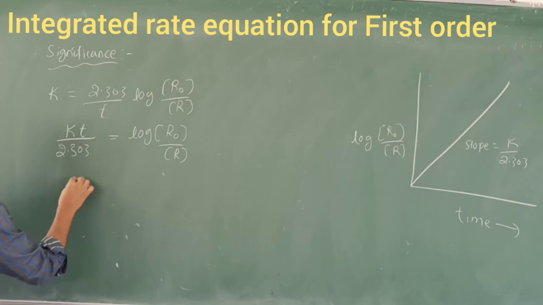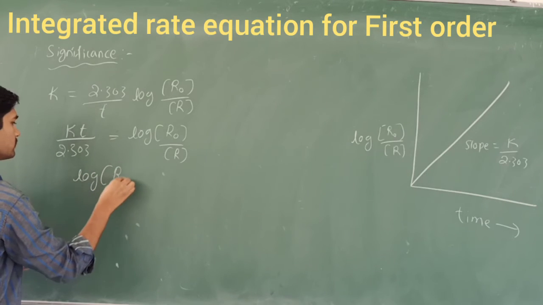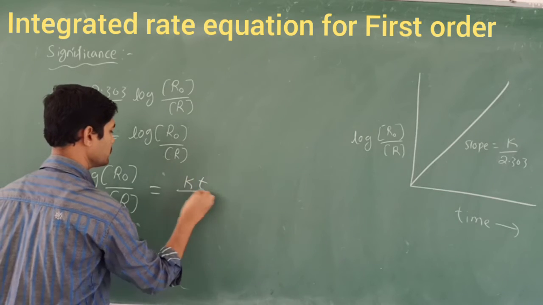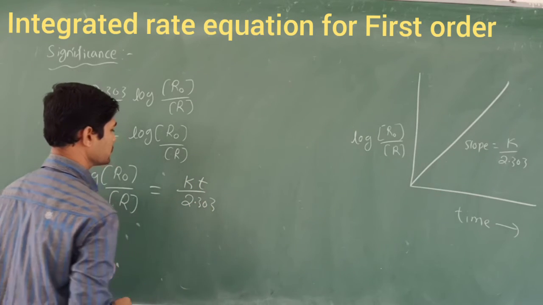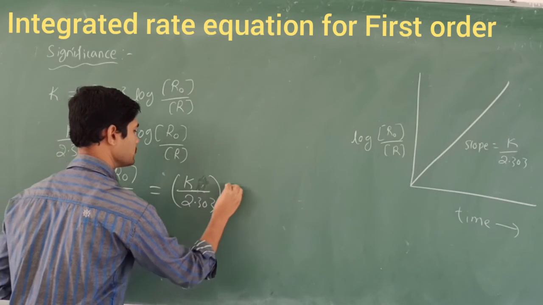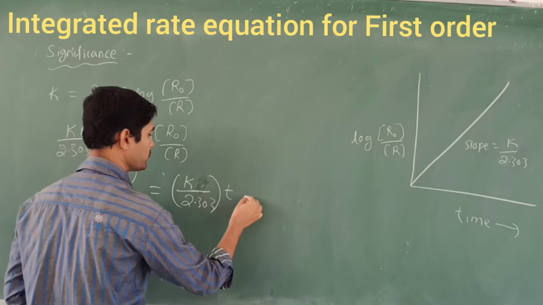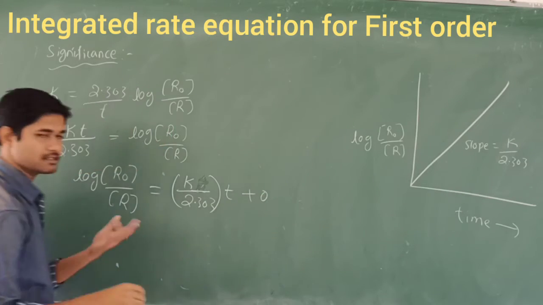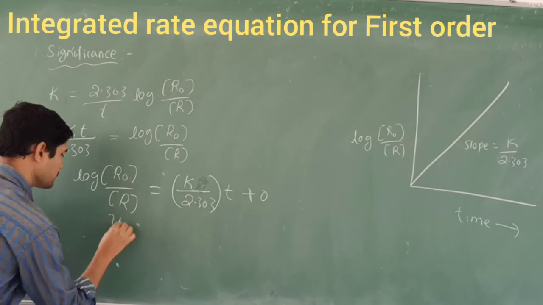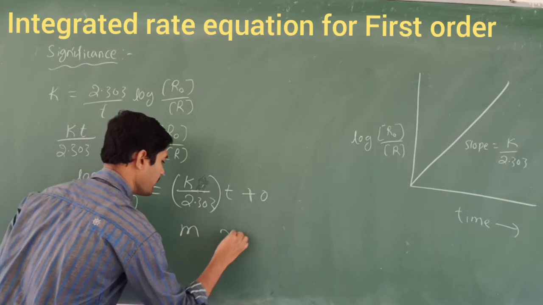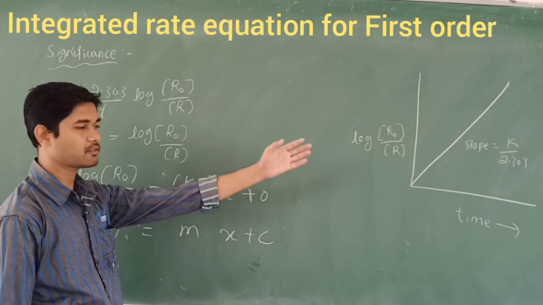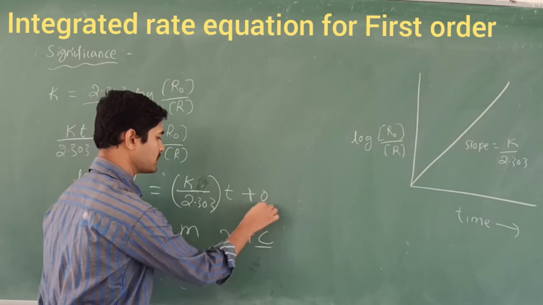c. So I am going to rearrange here once again: log R0 by R is equal to kt divided by 2.303. This t I am going to write separately as t, plus 0, because this equation is in the form of y is equal to mx plus c. There is no intercept here, so that is why I am not mentioning any intercept. So plus c becomes 0.